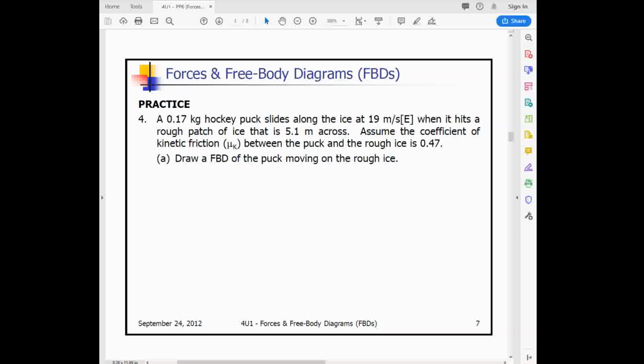So this next problem we're going to look at, it says we have a 0.17 kilogram hockey puck that slides along the ice at 19 meters per second east when it hits a rough patch of ice that is 5.1 meters across. So we have a coefficient of kinetic friction, which is 0.47. And we're going to take a break to solve this.